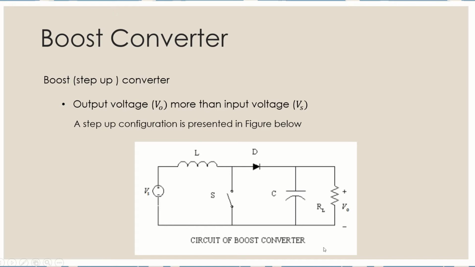So this is the configuration of a boost converter circuit. This configuration is very important. Inside the boost converter, you have an inductor, which is the L. S is a switch, D is the diode, C is the capacitor, and RL is the load. And you have the output voltage and also the supply voltage.